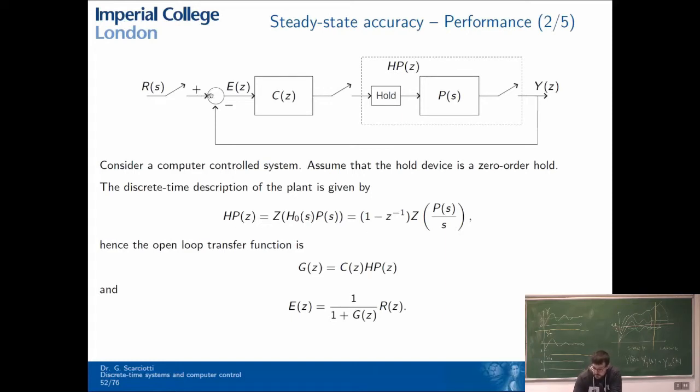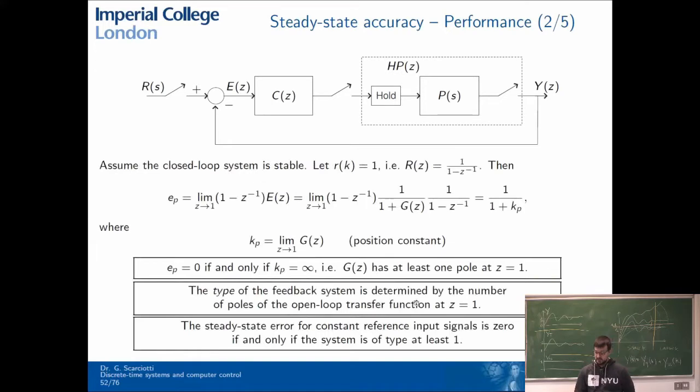And then we see that the direct branch is C of Z times HP of Z, and we call this direct loop G of Z. And then we see that the error is given by this transfer function over here. Then what we will do in the next slides is to consider some classes of references and see how the system behaves for these references.